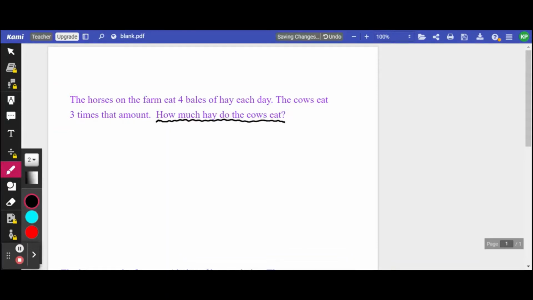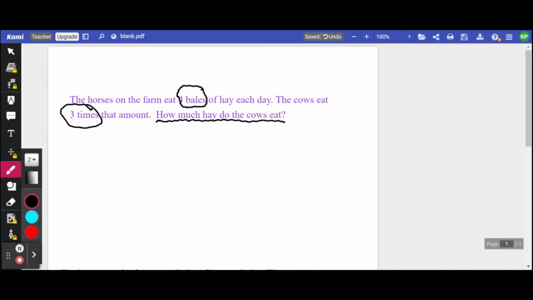Okay, then we're going to circle the important information. The first thing we needed to know was that the horses on the farm eat 4 bales, so I'm going to circle that because that's important to know. The cows eat 3 times that amount. That's important to know too. And notice that's not saying they eat 3 bales of hay. They're eating 3 times more than the horses.